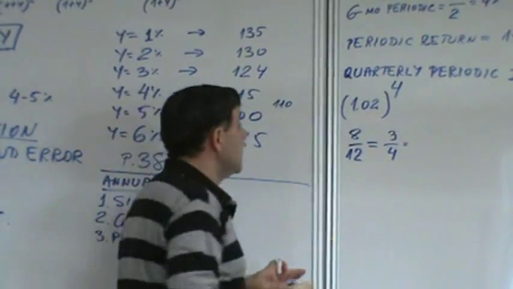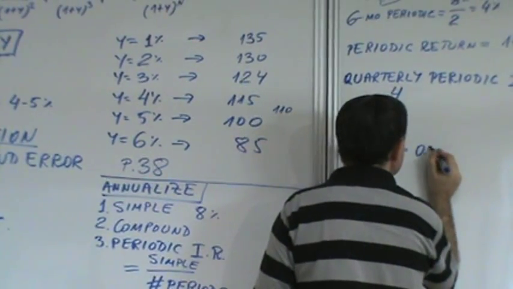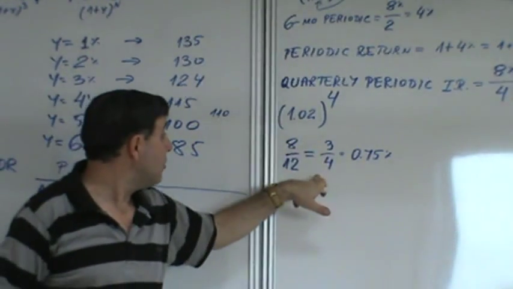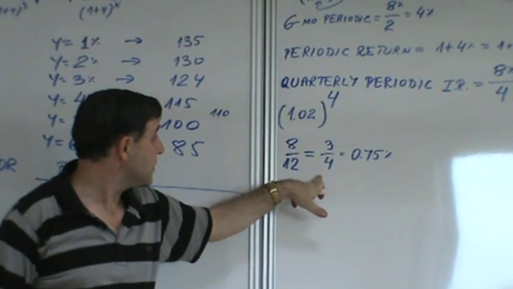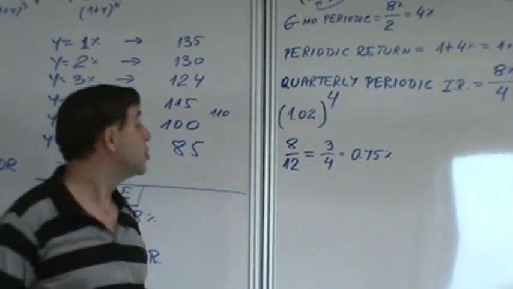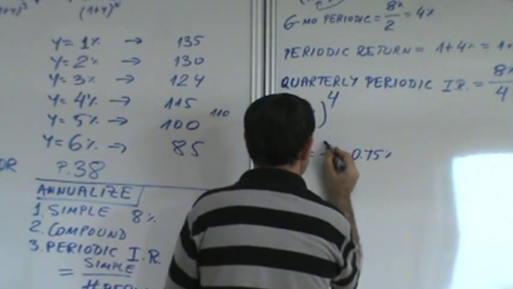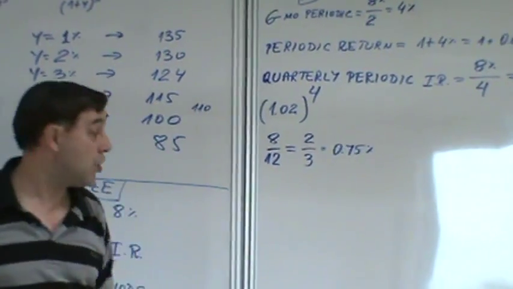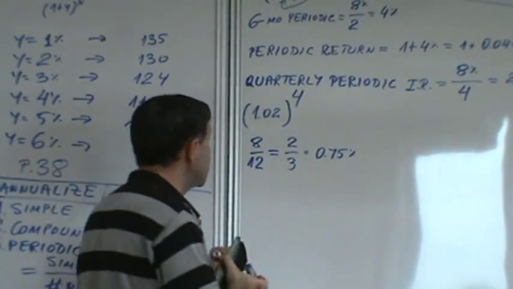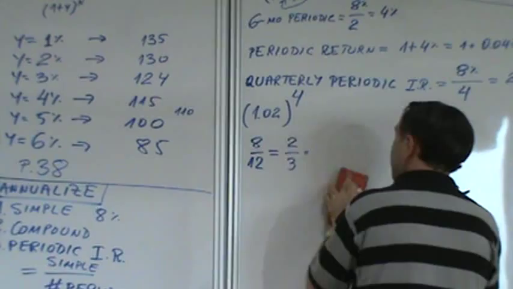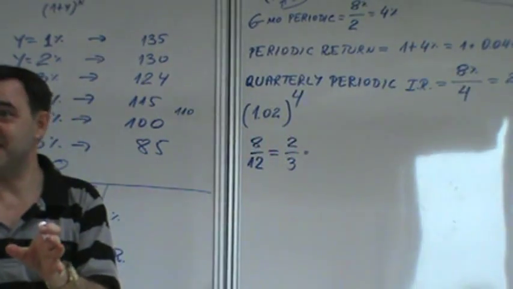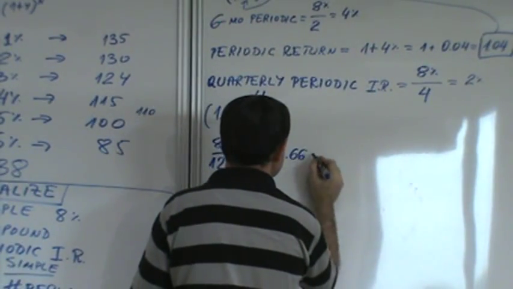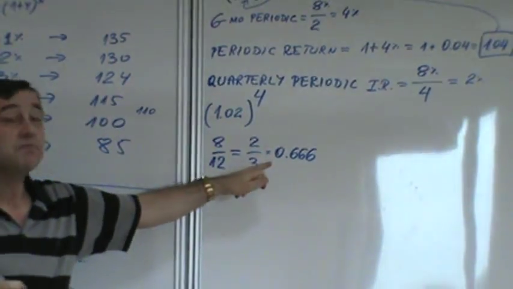Okay, so this is going to be 0.75%. No, wait, not 3 over 4. 8 divided by 12 is 2 over 3. And 2 over 3 is 0.666. The number of the beast, you know that? Okay. So 0.666 is the monthly return.